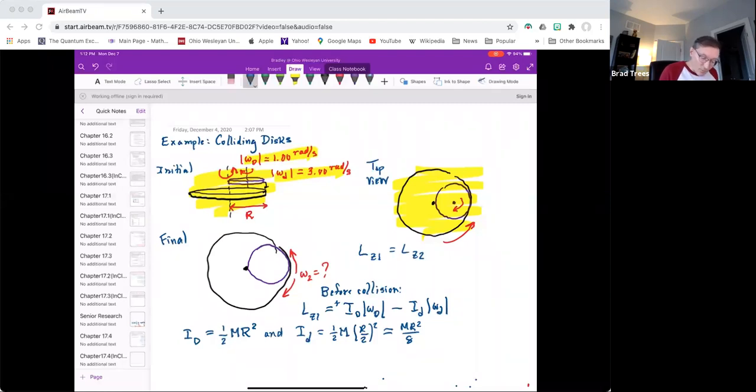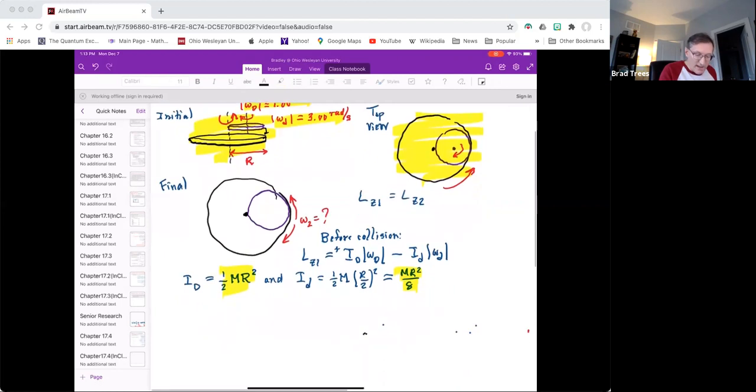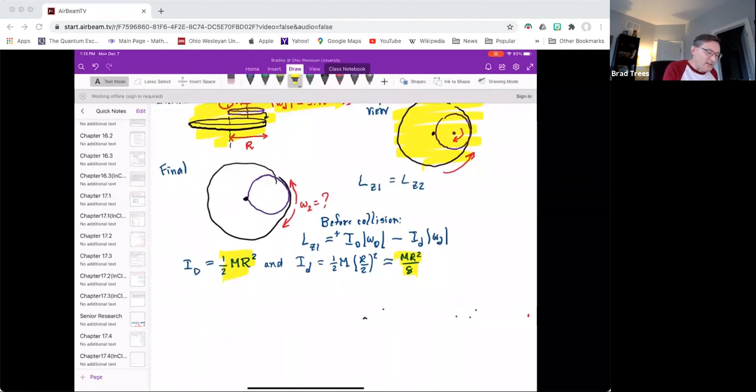All right, so when it comes time to work with LZ1, I'll put this expression in for I big D and this expression in for I little d. And I know omega big D and I know omega little d. So that's about as much as I need to say right now about LZ1, the initial angular momentum. Now let's talk about LZ2. Okay, that's with the final picture where both disks are rotating about this one axis right there, which is the center of the big disk.